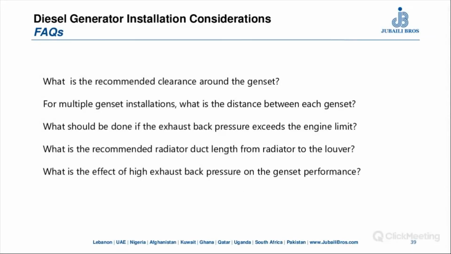What should be done if the exhaust back pressure exceeds the engine limit? So if the exhaust back pressure exceeds the maximum allowed exhaust back pressure mentioned in the data sheet, we can reduce the pipe length run, we can increase the pipe diameter, and we can also reduce the number of bends.